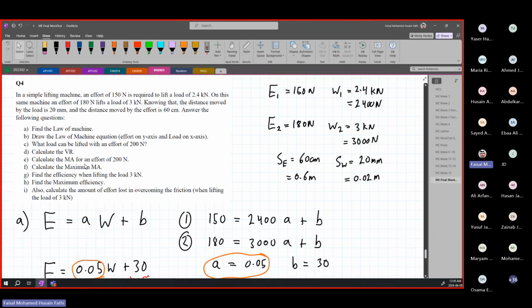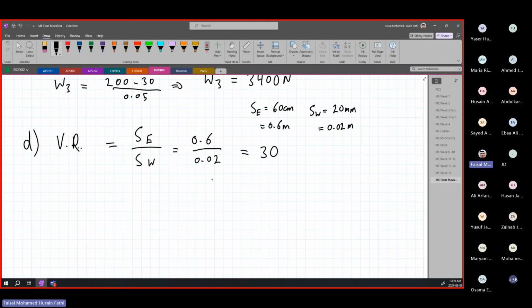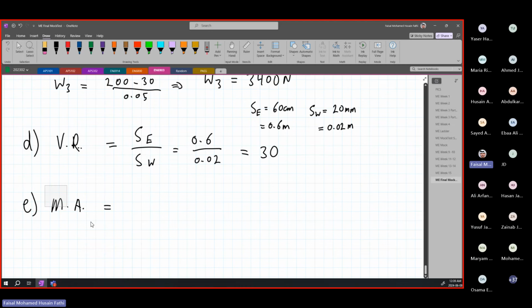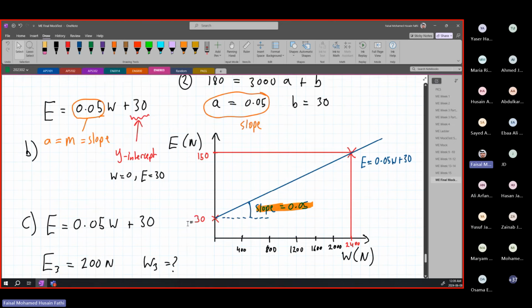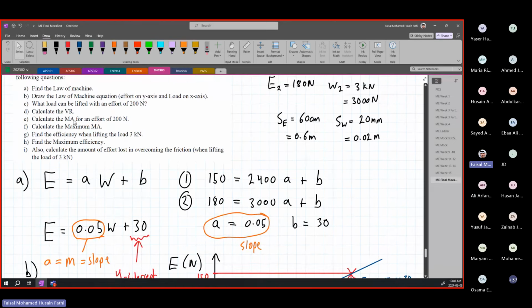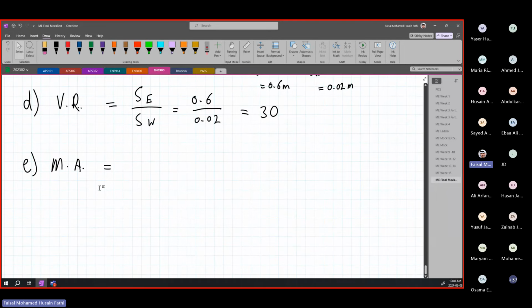Calculate the MA for an effort of 200 newtons. So MA is going to be equal to mechanical advantage. I forgot what MA stands for, I keep forgetting. But anyways, they want you to calculate it for a specific effort, and here they mentioned the effort of 200 newtons. So you need to find the mechanical advantage.